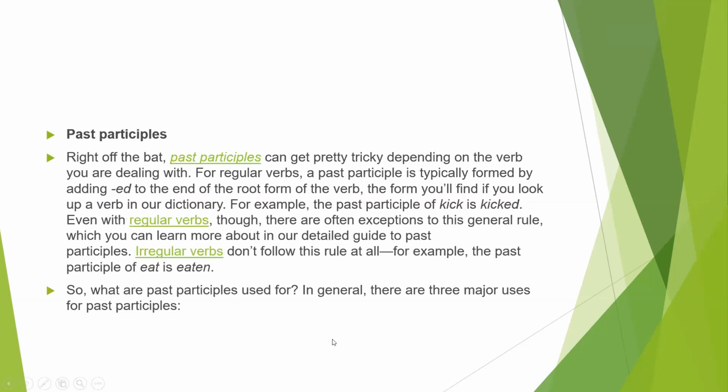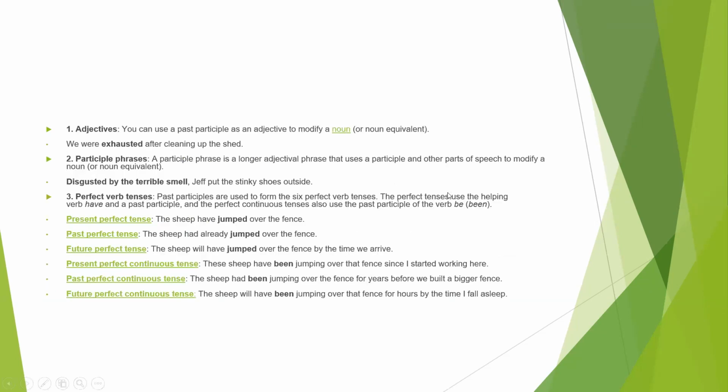So, past participle. I showed you what a past participle is. Basically, we add -ed with regular verbs, and irregular verbs don't follow the rule. So what are past participles used for in general? There are three major uses. Adjectives: you can use a past participle as an adjective to modify a noun, like "We are exhausted." Participle phrases: a participle phrase is a longer adjectival phrase, like "Disgusted by the terrible smell." Perfect verb tenses: present perfect, past perfect, future perfect, present perfect continuous, past perfect continuous.